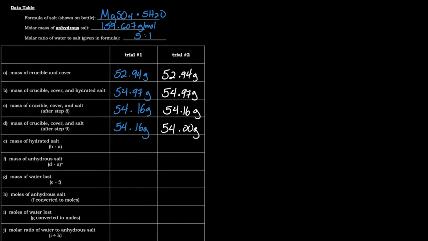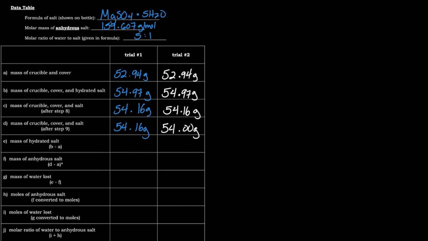So you can see that I've got two trials worth of data here. And before we do any calculations, I just want to talk about the data that I've shown here. At the top of the data table, you can see that I've filled in the chemical formula of my salt, its molar mass, and then the ratio of water to salt. Do note that you need to get that chemical formula from the bottle. So if you did not write that down in the lab, make sure you get that information because that's going to be different for each group, and we want to make sure that you have the right information to compare to.